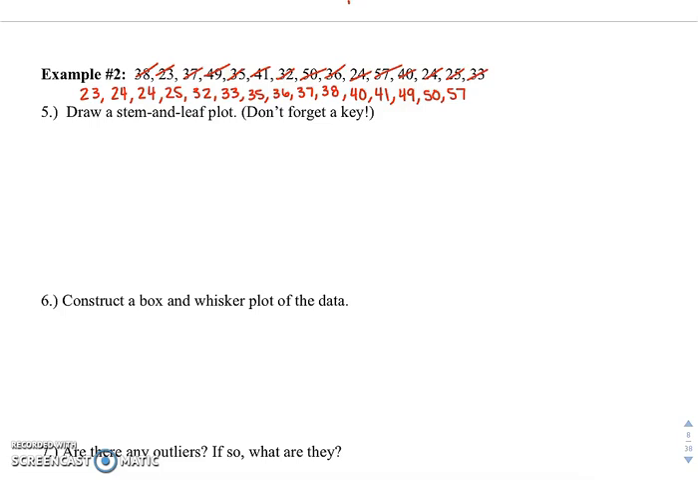So we're going to work through a couple of the examples of different ways to represent data. The first one is a stem and leaf plot. The first thing I always do when I get a set of data is write them in numerical order. So that's what I did here already.